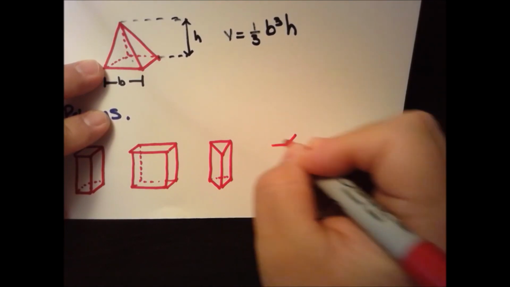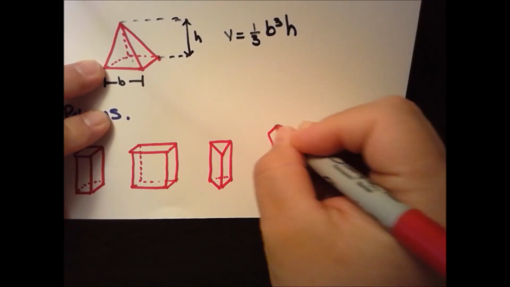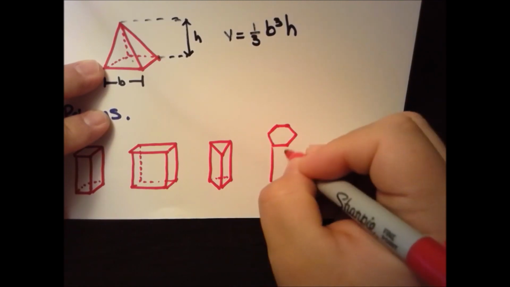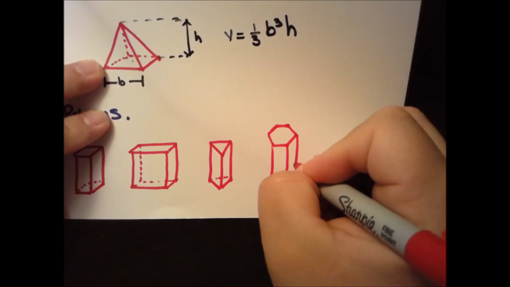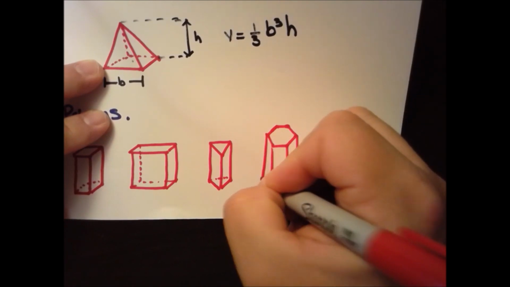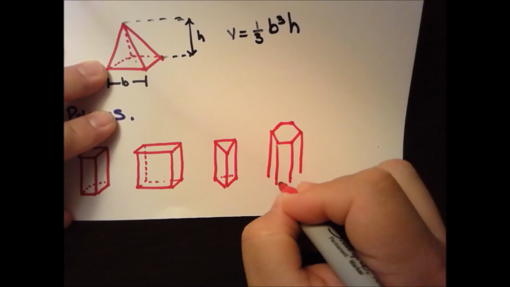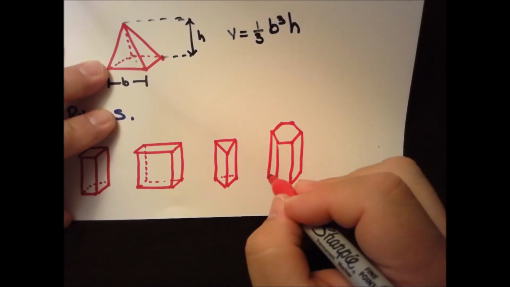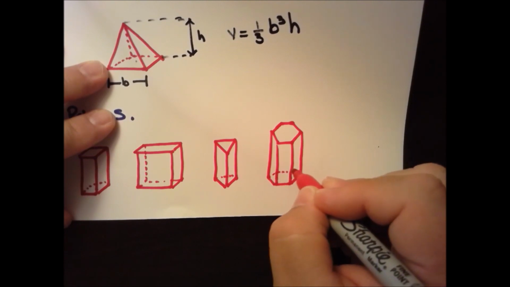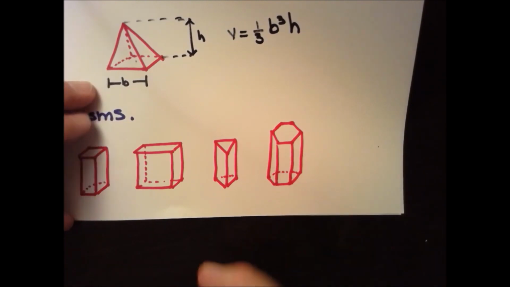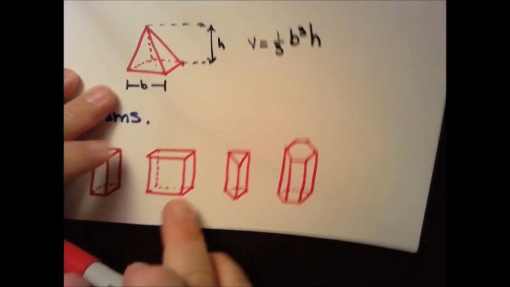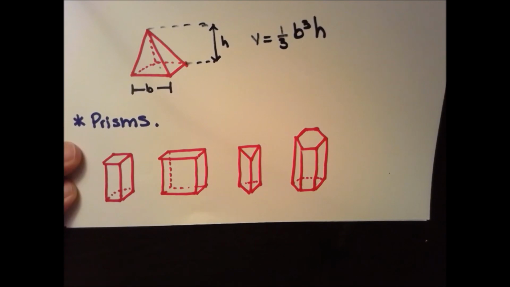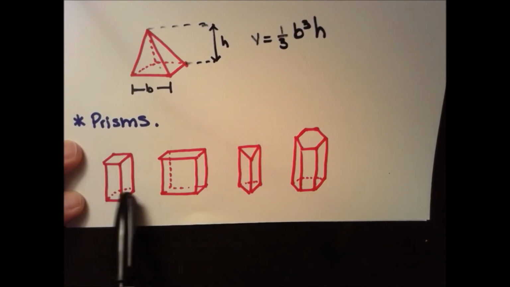The hexagon is going to be something like that. We're going to add some height, something like that, and then we are going to have a hexagonal prism. And as you can see, the top and the base are going to be hexagons. So the prism will be named according to the shape of the top and the base.